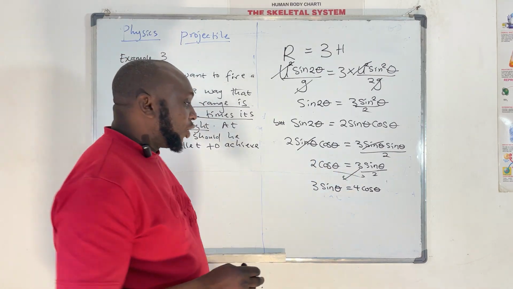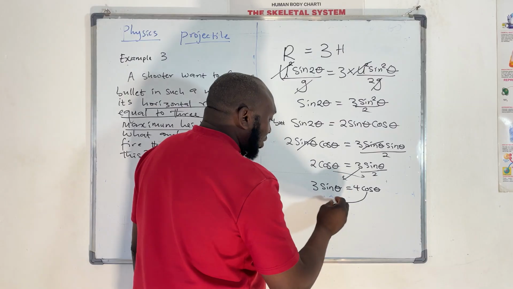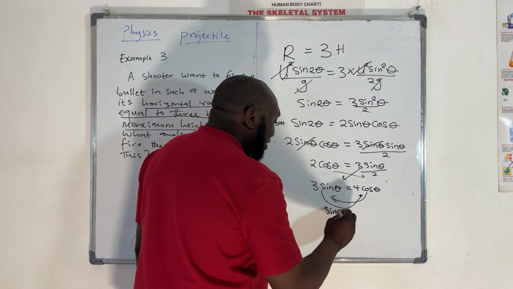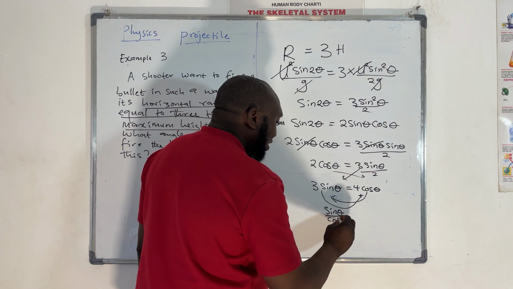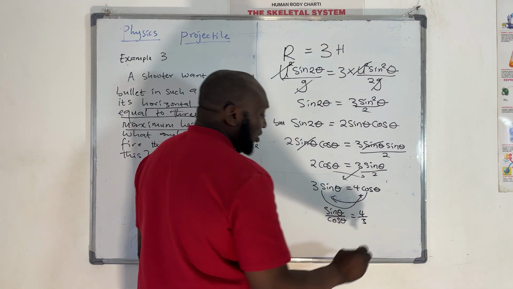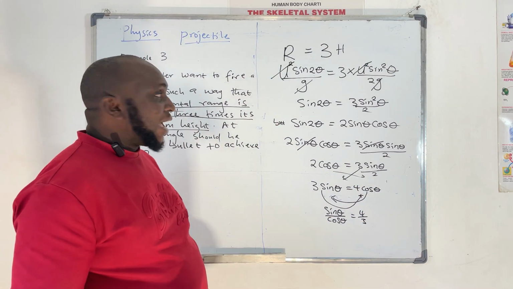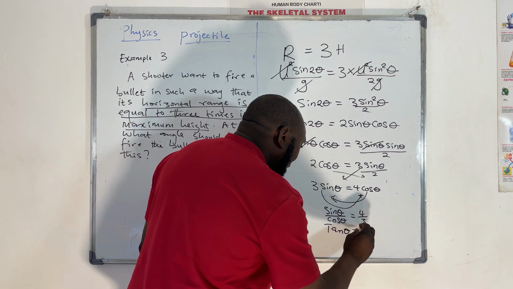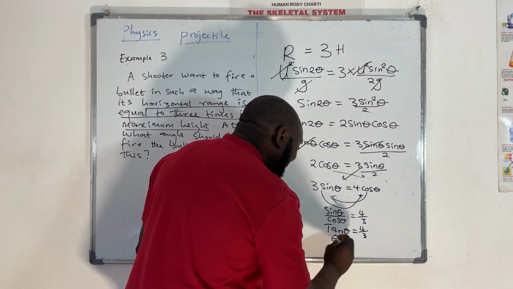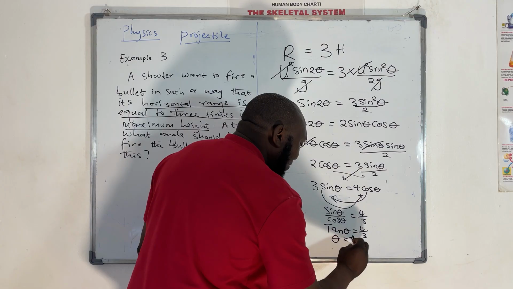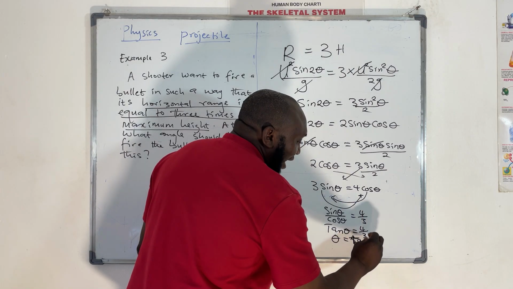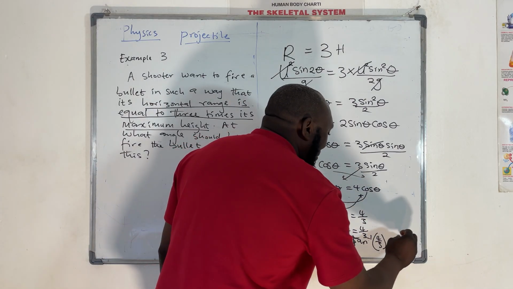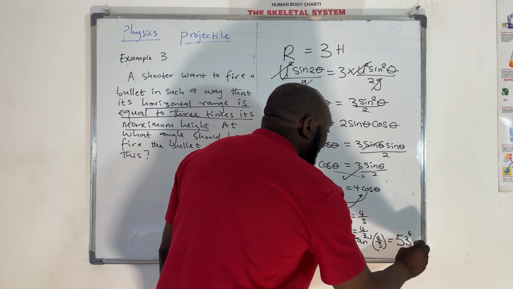We can rearrange this expression by bringing this one to divide here and taking 3 to this side to divide. We have sin theta over cos theta equal to 4 over 3. But sin theta over cos theta is tan theta. That means tan theta equals 4 over 3, so theta is tan inverse of 4 over 3, which is approximately 53 degrees.